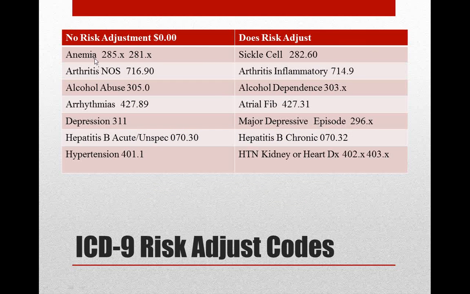So just some examples of that. Anemia does not risk adjust, but sickle cell does. Arthritis, nonspecific, does not. Arthritis inflammatory does. Alcohol abuse does not. Alcohol dependence does. Arrhythmia does not. Atrial fib does. Depression, 311 nonspecific doesn't. Major depression does. Acute hepatitis, no, but chronic hepatitis, yes.